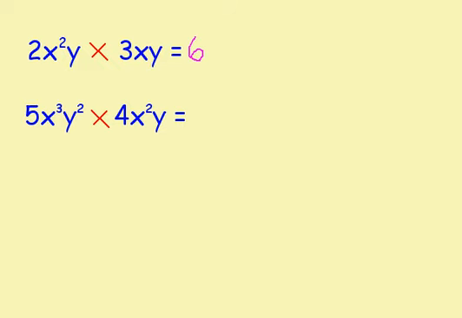I'm going to do the x's first. So I've got x squared times another x. Because I've got 2 there and 1 there, I've got x cubed, 3 altogether. Now I'm going to look at the y's. I've got a y here and a y here. That's 2 altogether, so it's y squared. Now press pause and try the second one yourself. Press play when you're ready to go through it.